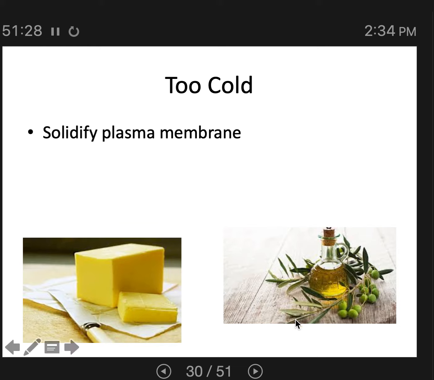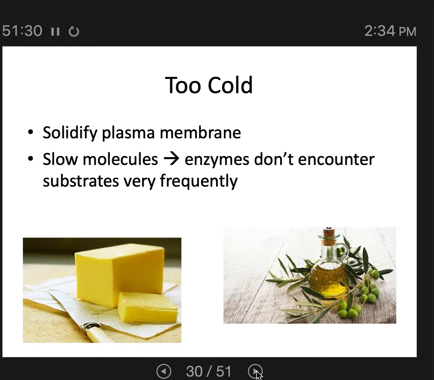Right? So if the cell gets too cold, the cell membrane will solidify, and it'll also slow down molecules so that the enzymes don't collide with their substrates very frequently. If the enzymes aren't encountering their substrates frequently enough to turn them into products fast enough to sustain the cell, then the cell will die. So basically, as things slow down, biochemical reactions that are keeping the cell alive start to slow down into really slow motion until they might halt completely if you freeze them completely. Right? And again, that has to do with collision theory.